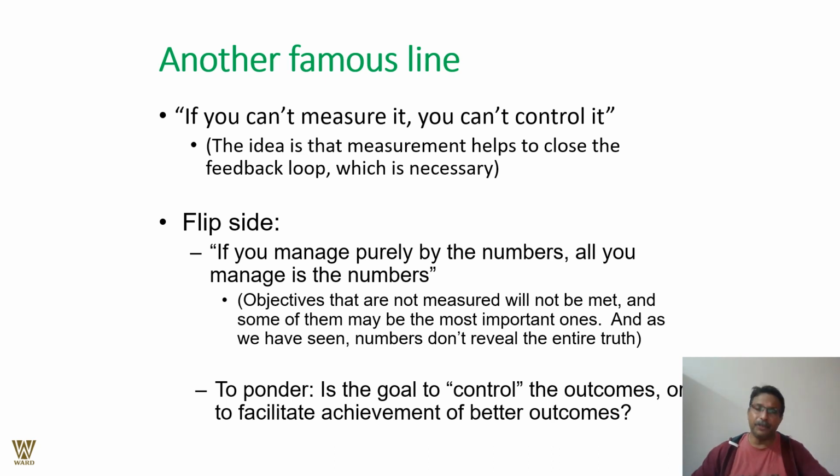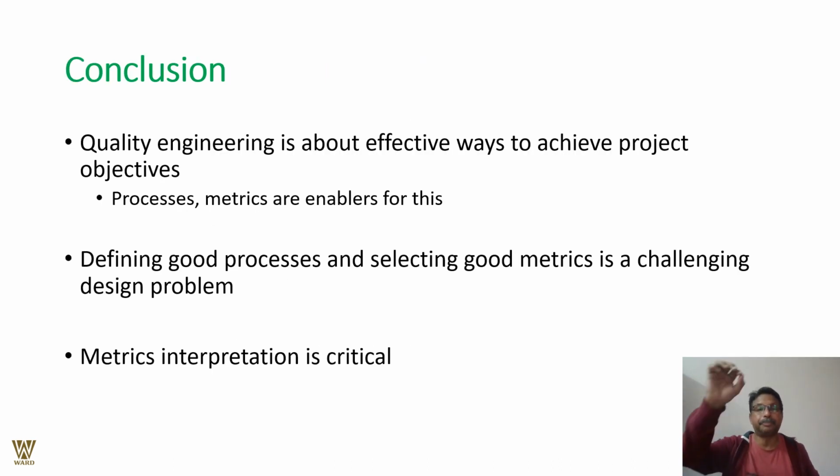Another famous line: if you cannot measure it, you cannot control it. The idea is that measurement helps to close the feedback loop. Flip side: if you manage purely by numbers, all you manage is nothing but the numbers. Objectives that are not measured will never be met, and some of them may be more important ones. And as we have seen, numbers don't reveal the entire truth. To ponder is the goal, to control is the outcome, to facilitate achievement of a better outcome.